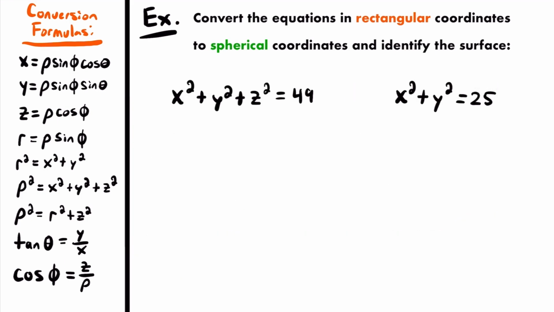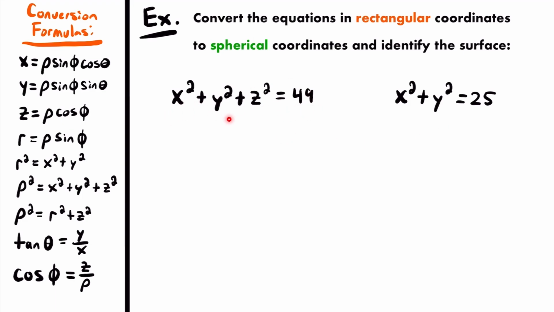All right, so next up, we want to convert the equations in rectangular coordinates to spherical coordinates and identify the surface. And our two equations are x² plus y² plus z² equals 49, and x² plus y² equals 25. Okay, so let's start with the first one here.